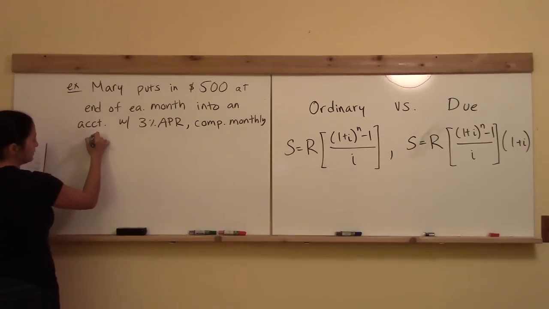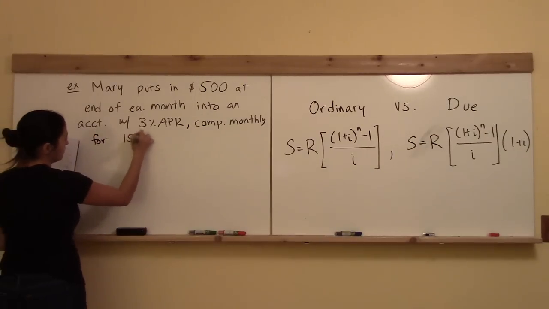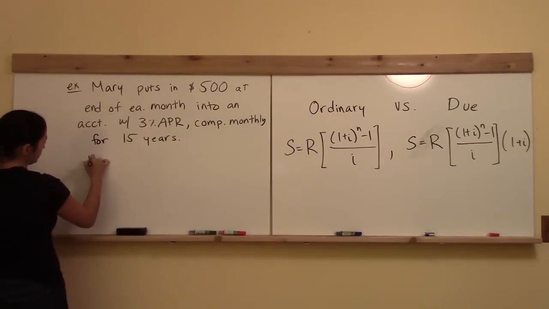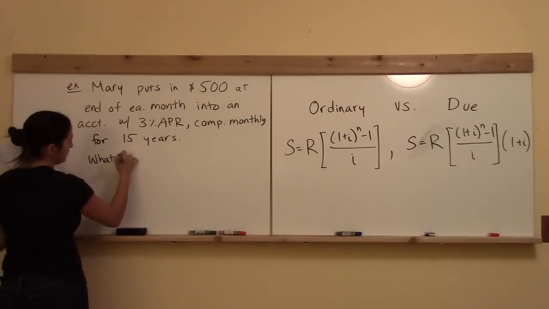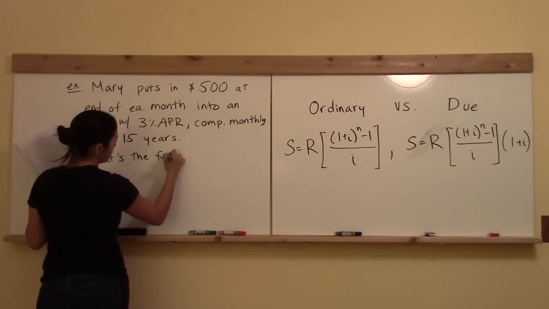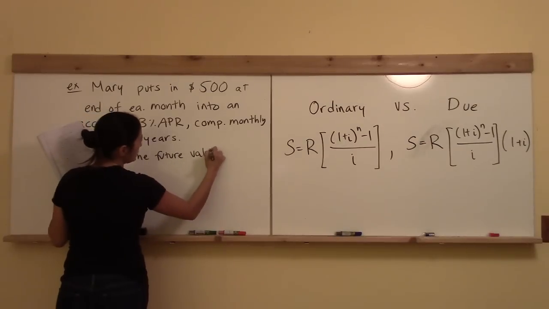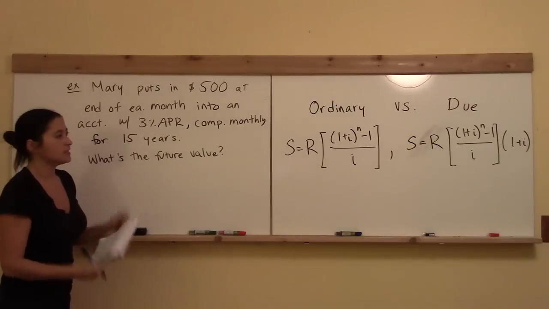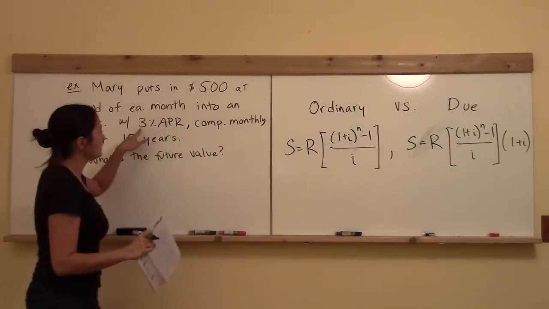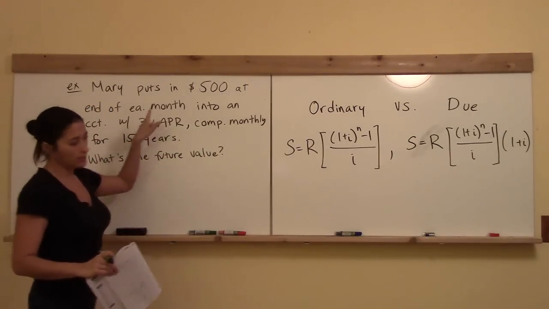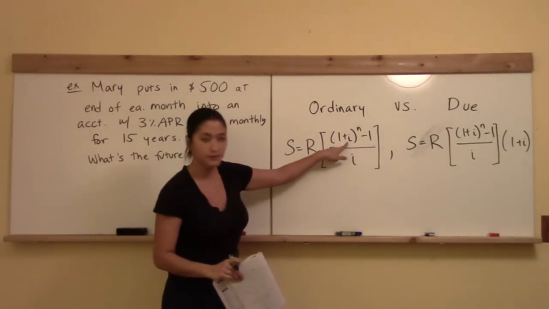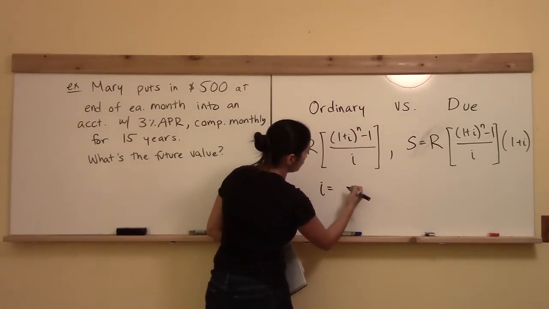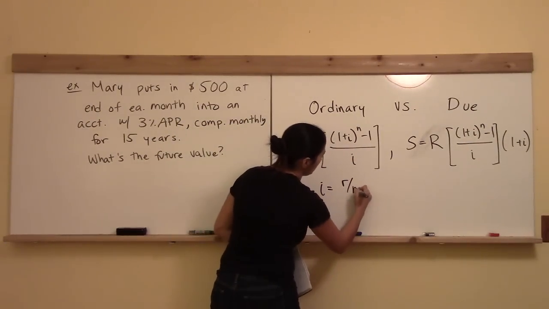And how long is that happening? She's going to do that for 15 years. Okay, so the question is, what is the future value of her account? This type of question isn't so bad, but some of the challenges you're going to face are making sure that you take the annual percentage rate R and turn it into I, the periodic rate. Keep in mind that I is equal to R divided by M.